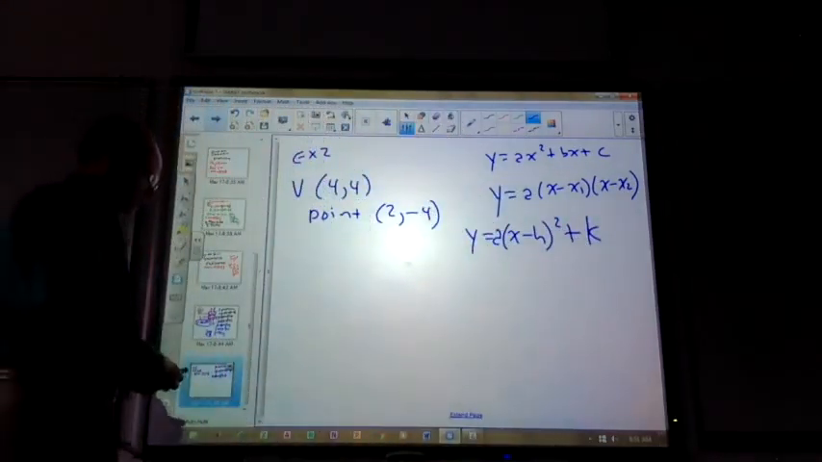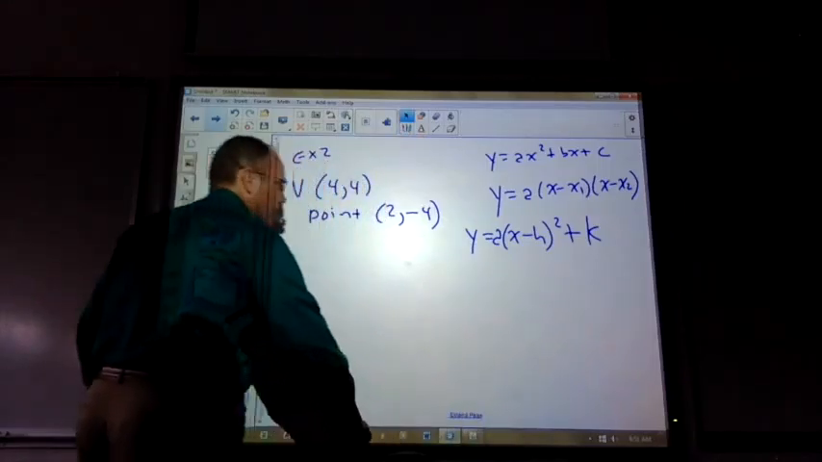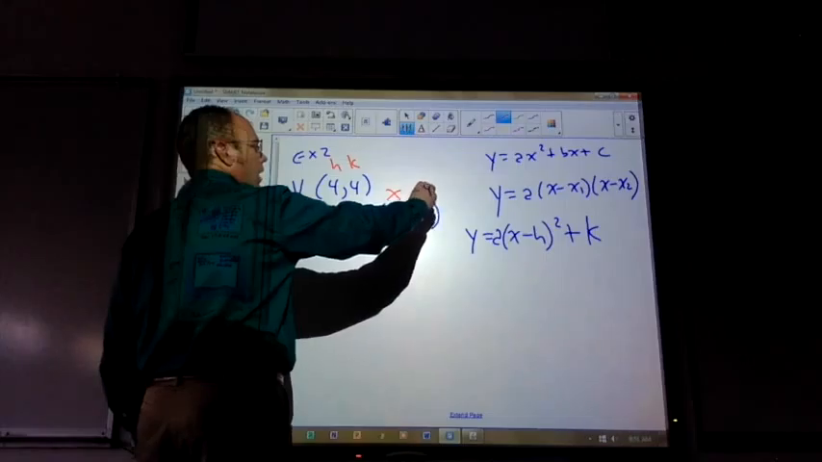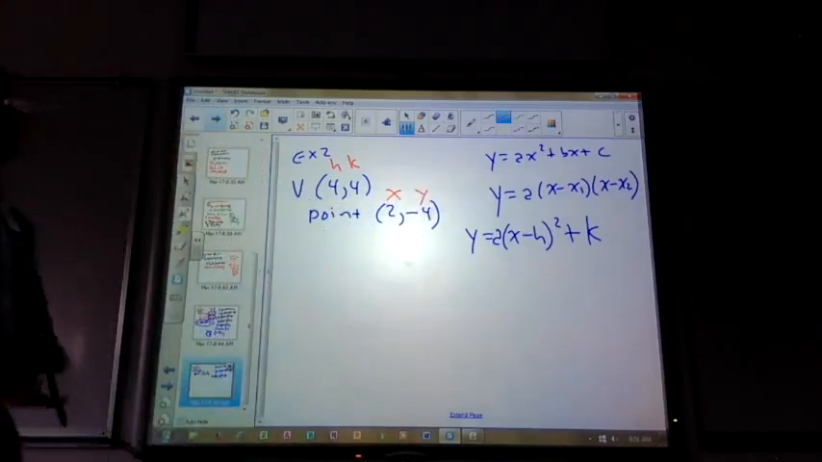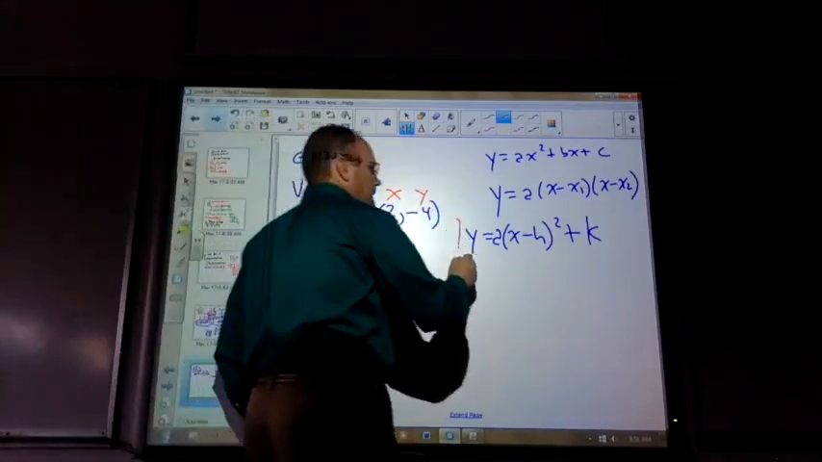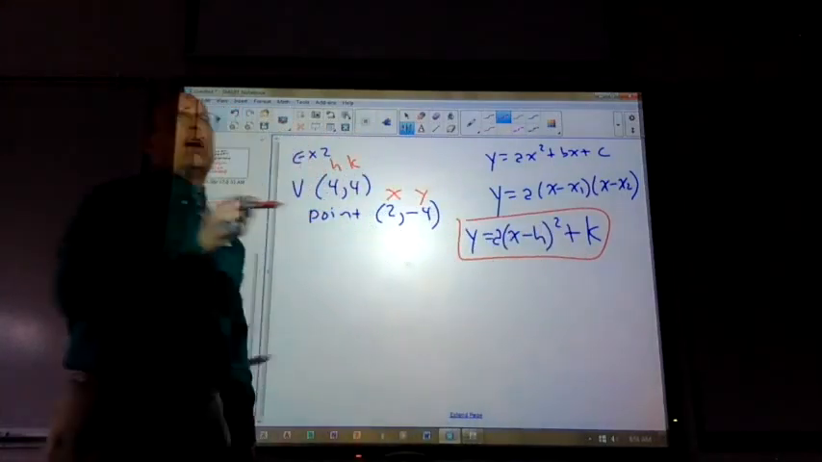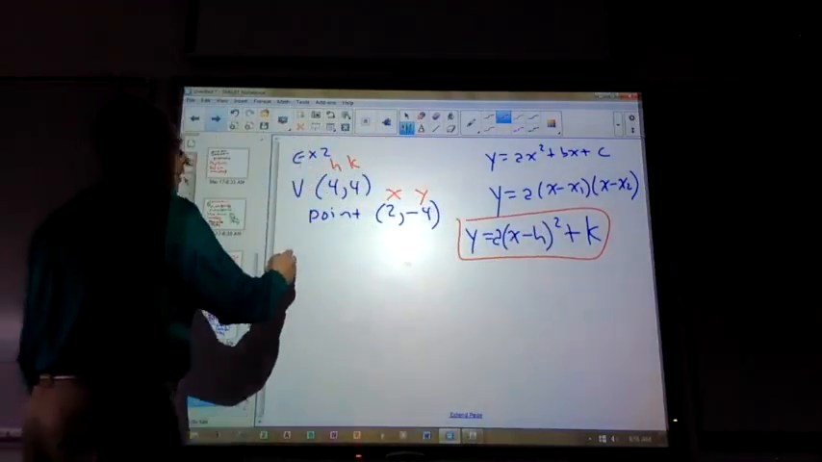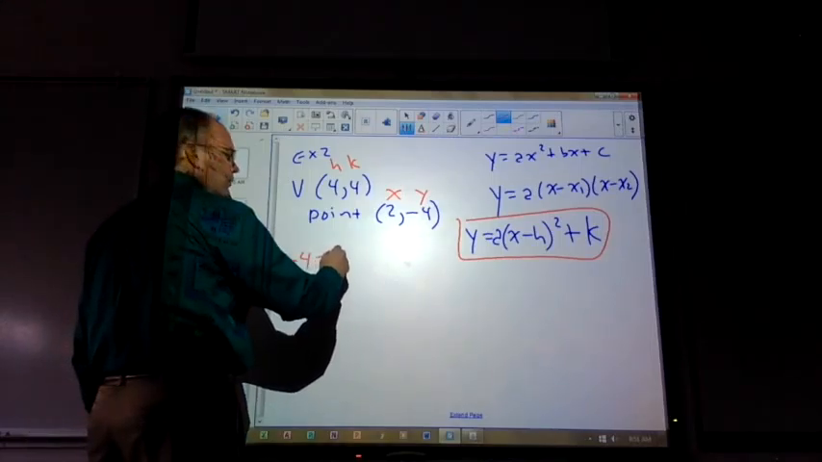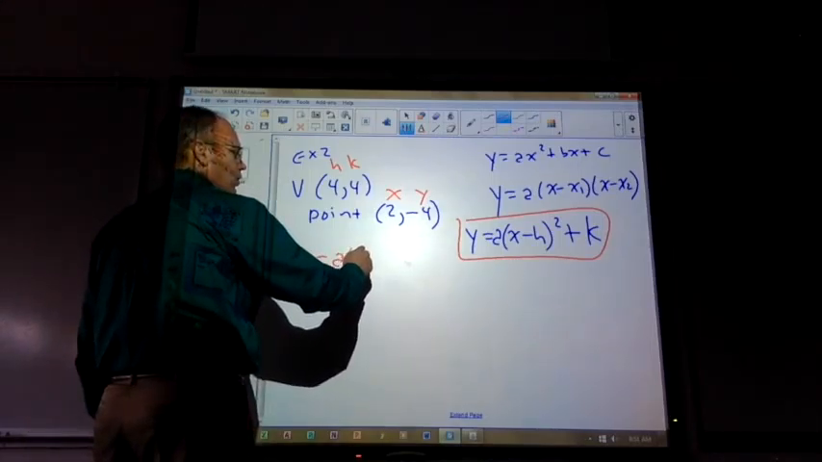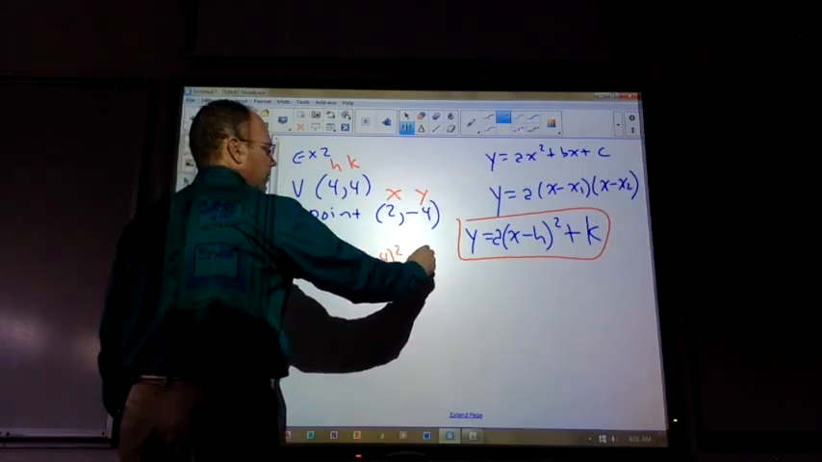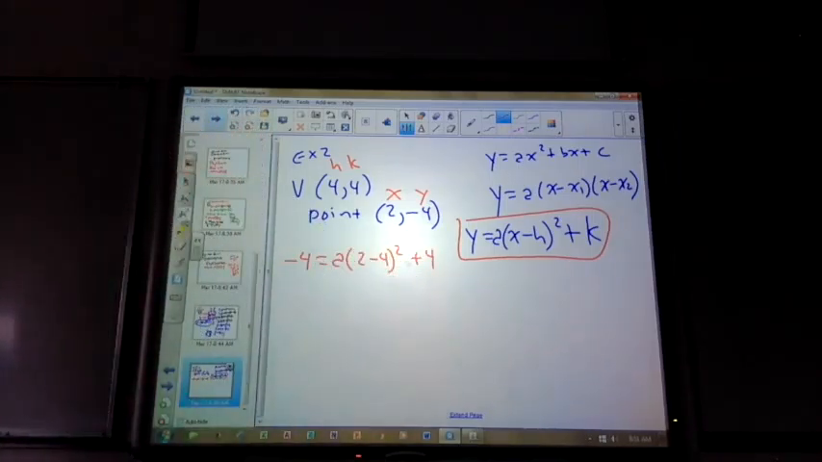What are some values you know? h and k and y. So if I take all of those and plug them into this, what is the only letter left that I didn't know? a. All right, so let's plug in what we know. I got negative 4 equals a, don't know, (2 minus 4) squared plus k. You guys see where that all came from? Yeah.